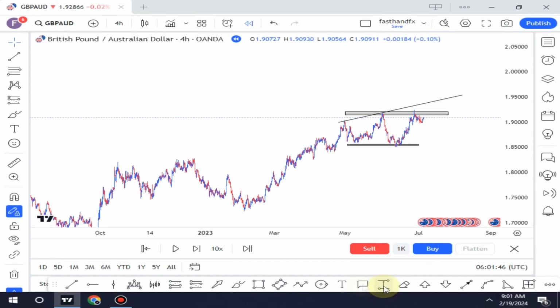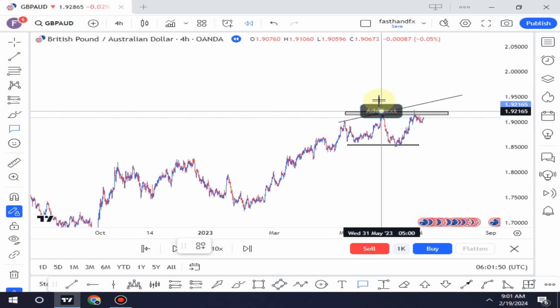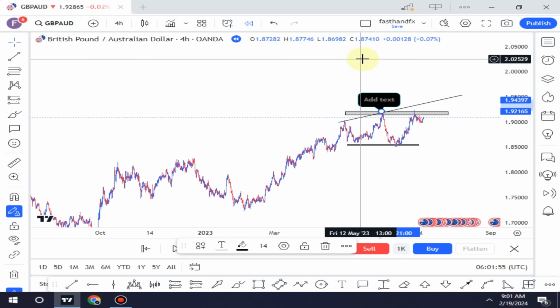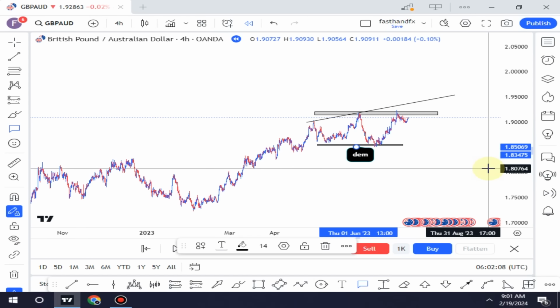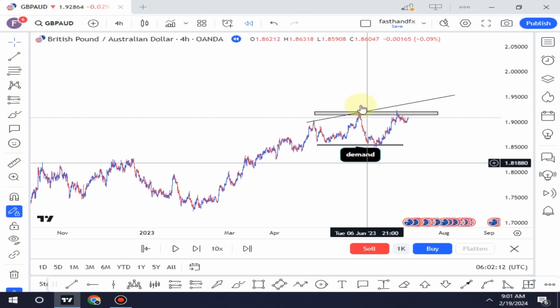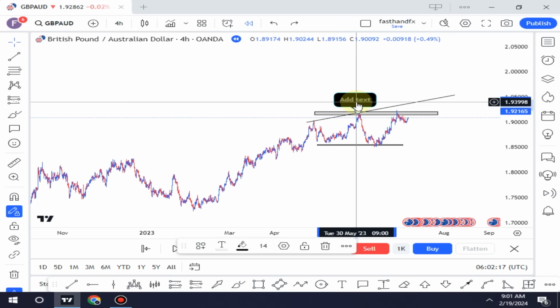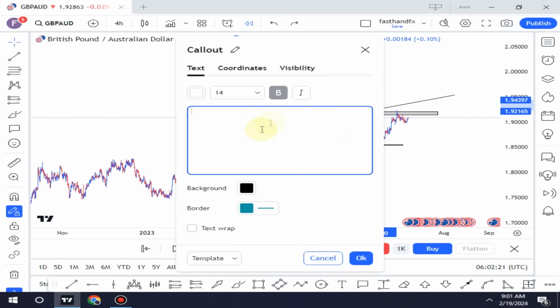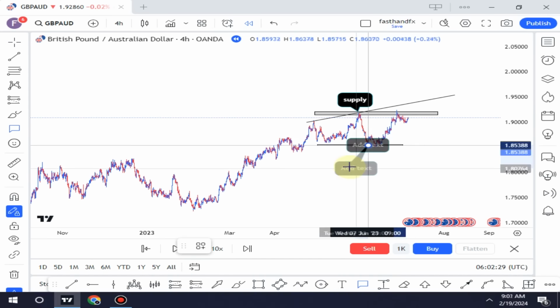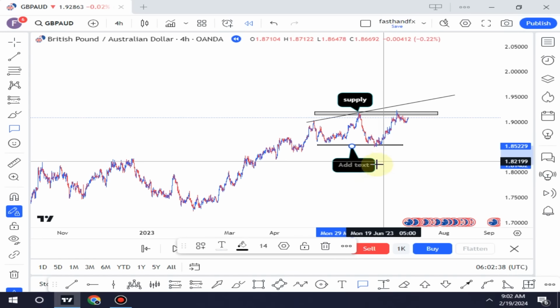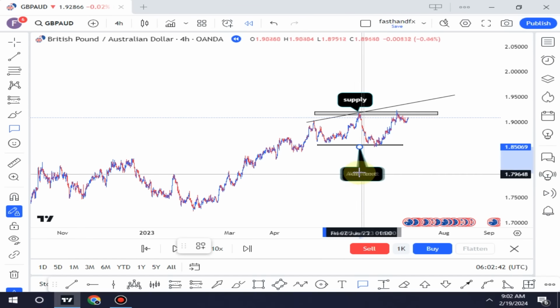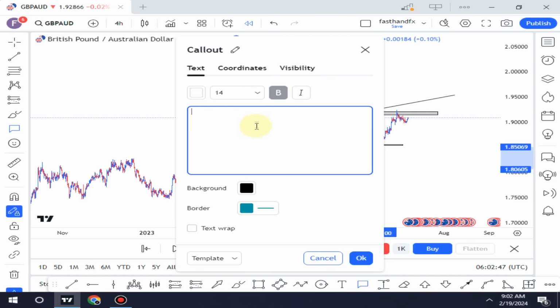Let me just name these levels. Just a minute. We have a supply. Come on. Just a minute, okay? We have our supply zone right there. And of course, we have our demand. Something like this. I don't know, where is our supply? Let me just get that once again. Supply right here. And of course, below, we should have our demand zone. Come on, wow. What's wrong with TradingView? Okay, so we have our demand right here.